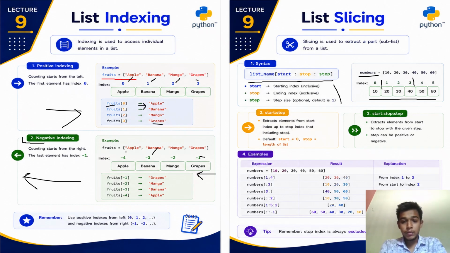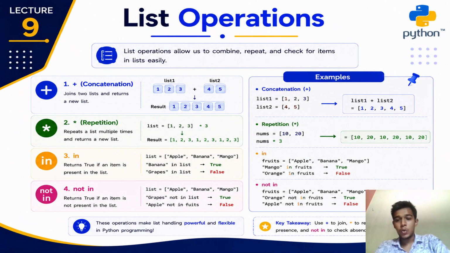In the next slide, we will learn about list operations, where we will see how to add, combine, repeat, and check elements in a list. Hope this slide is clear to you. Now, moving on to our next slide. So now that we know how to create lists, let's learn how to perform different operations on them.